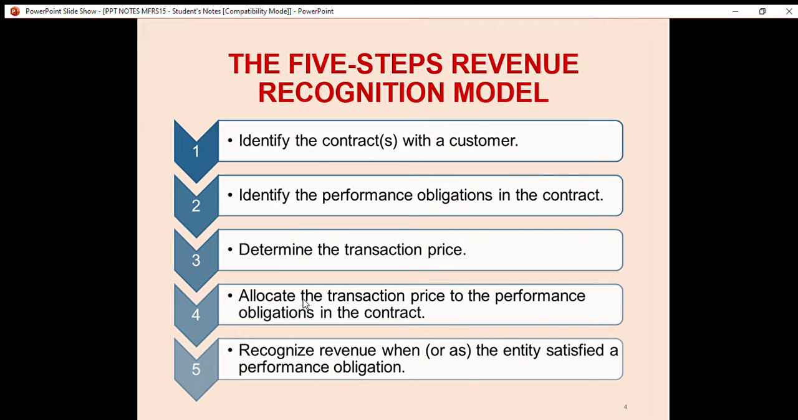This is about the 5 steps revenue recognition model. In order to recognize a revenue from a contract with customers, the seller has to apply the 5 steps of revenue recognition model. Step 1 is to identify the contracts with a customer. Second, identify the performance obligation in the contract. Third, determine the transaction price. Fourth, allocate the transaction price to the performance obligations in the contract. And the last one, to recognize revenue when the entity satisfied a performance obligation.